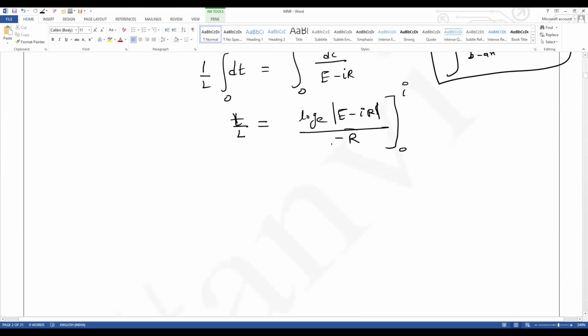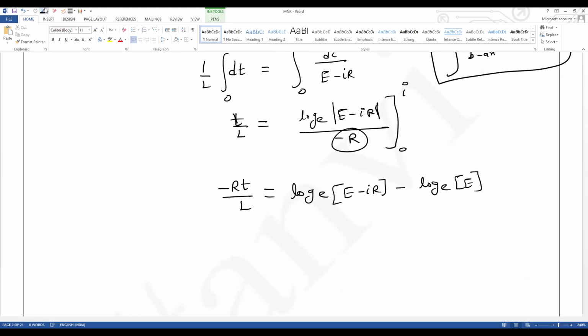Now this minus R is a constant, so bring this side. It will become minus RT by L, which is equal to log base e. So substitution gives E minus IR, minus of log base e of E minus 0. If I substitute, it will become E. Is it okay? You all respond. So this will become minus RT by L. Now this also, shall I need to beg you people? You can easily respond and tell me. Now log A minus log B is equal to what?